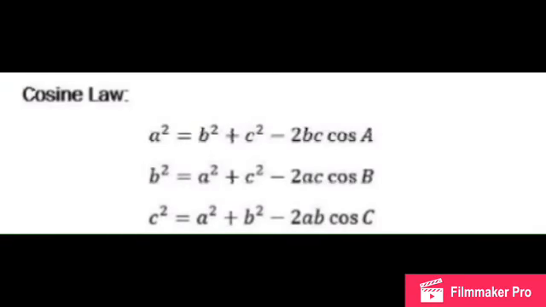Well, I'll show you in this equation right now. As you can see, this equation says A squared equals B squared plus C squared minus 2BC cos A. Then you have B squared equals A squared plus C squared minus 2AC cos B. Then you have C squared equals A squared plus B squared minus 2AB cos C. And that's how you get your answer. And that about wraps it up.